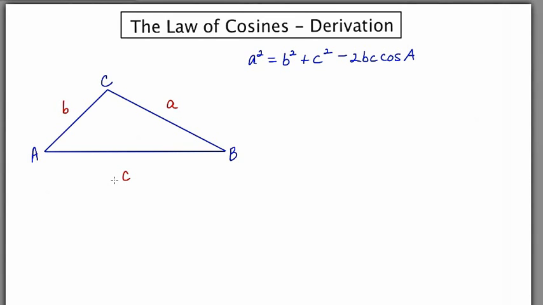To start the proof, I'm going to drop an altitude from C. This gives us right angles, which I'll mark accordingly. In dropping the altitude, we divide the big triangle into two smaller triangles. I'm going to call them Roman numeral 1 and Roman numeral 2. Now, this is a little bit more complicated than the derivation for the law of sines.